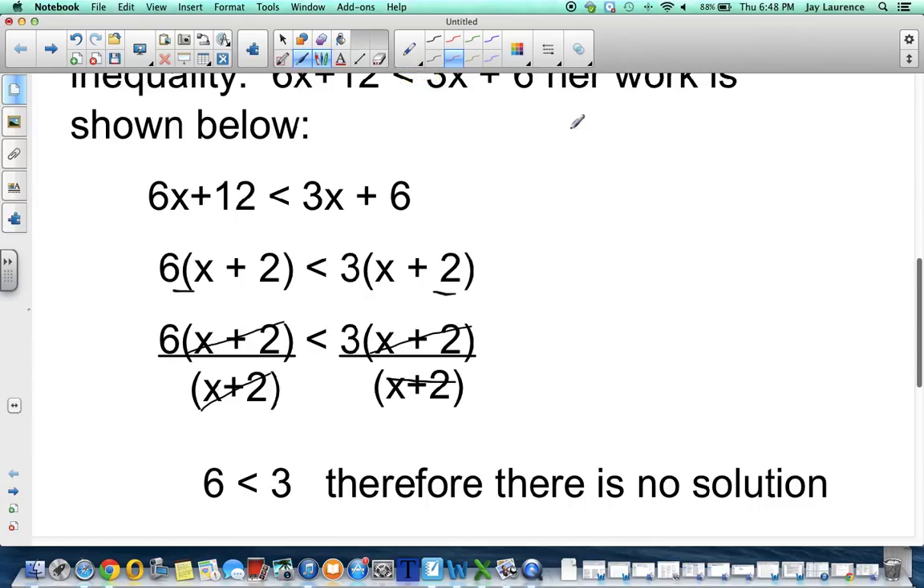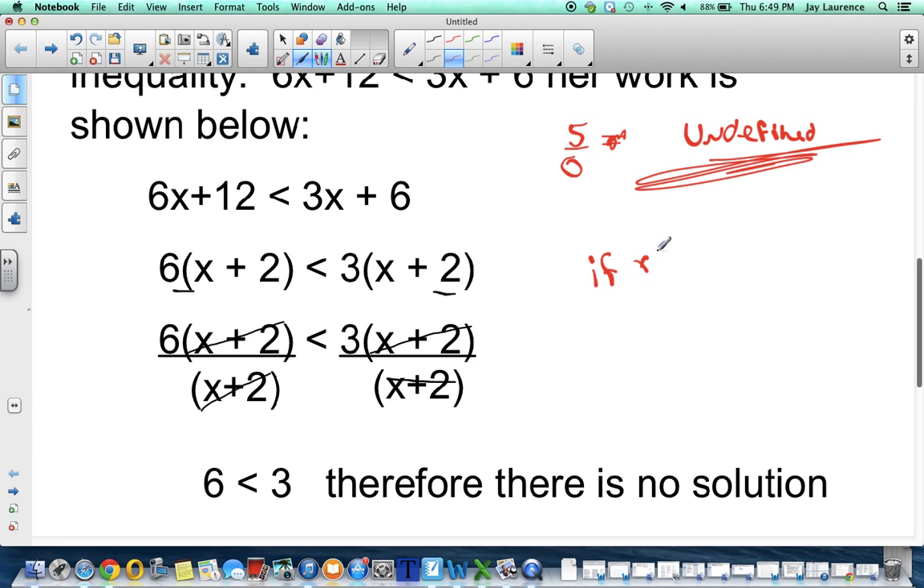You cannot divide by 0. 5 divided by 0 is called undefined. So you tell me that is undefined. You can never divide by 0. Did you write that down? Never, ever, ever divide by 0. It's undefined. The problem with dividing by this x plus 2 quantity is that if x equals -2, which it might, what happens to our division? Our denominator, we end up dividing by 0. You are never allowed to divide by 0.